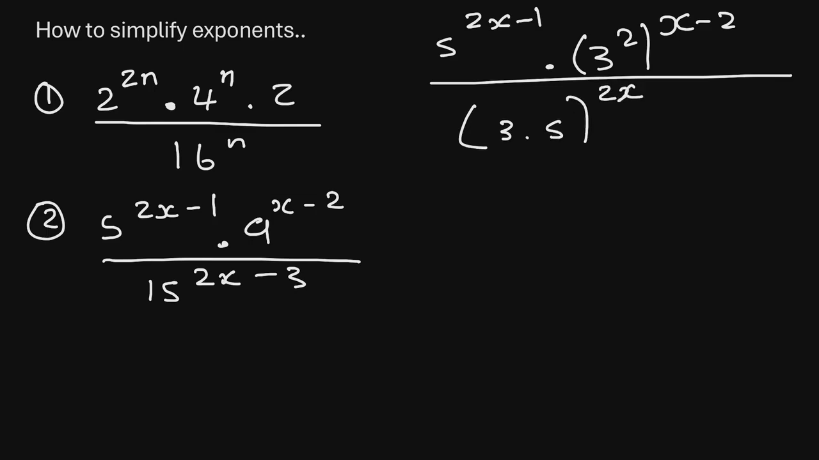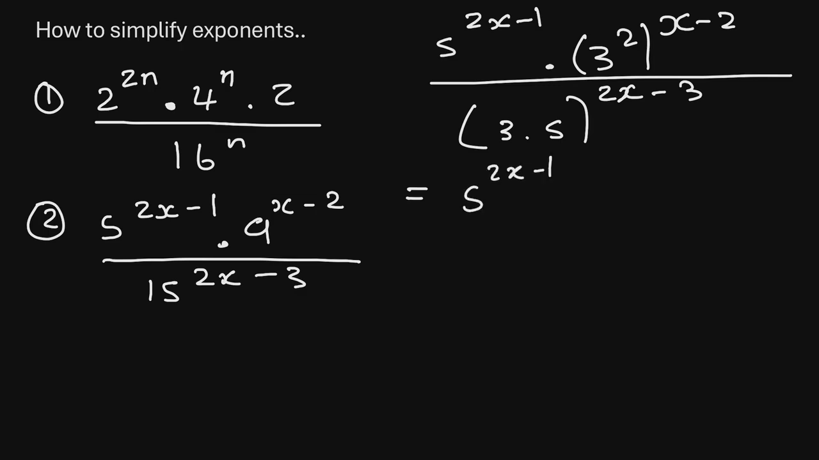And then you have the exponent 2x minus 3. So now what you have to do at the next step is simplify your brackets. In this case, we have these 2 brackets. So the first 5 is just going to drop as it is. We have 5 to the power of 2x minus 1.